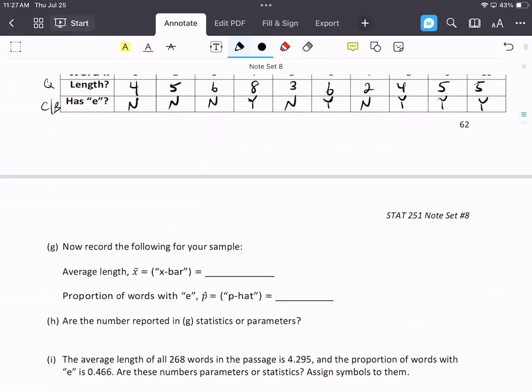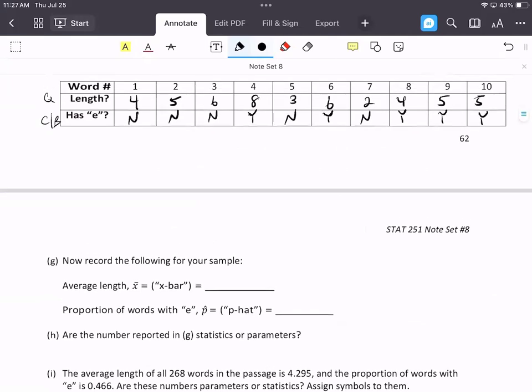Well, we know that we have 10 that we did. We selected 10 words. To get the average length, I'm going to add up all of these together, and divide by 10, and I end up with 4.8. To get the proportion, I'm going to count how many actually have the letter E, and I've got 1, 2, 3, 4, 5. So 5 out of 10, so that gives me 0.5. Please pause and do that for your sample.